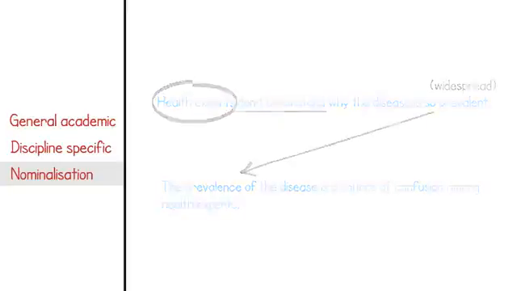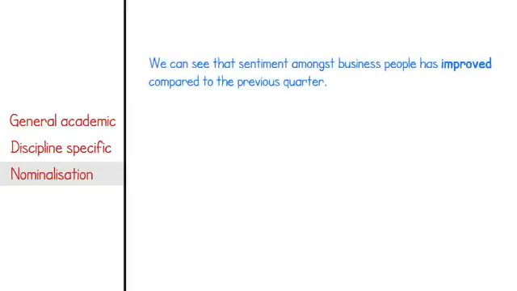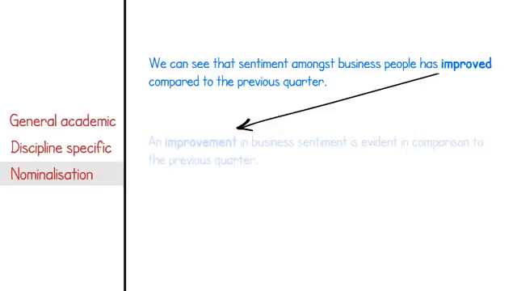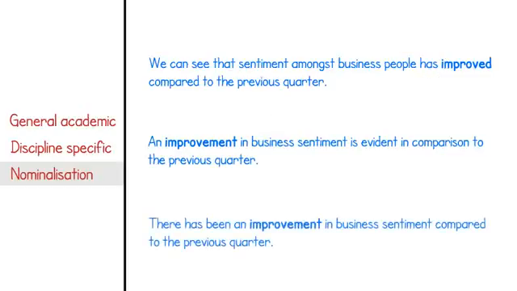Let's try another example. How would you change this sentence so that it begins with an improvement? We can see that sentiment amongst business people has improved compared to the previous quarter. One possibility is an improvement in business sentiment is evident in comparison to the previous quarter. Another possibility is there has been an improvement in business sentiment compared to the previous quarter.